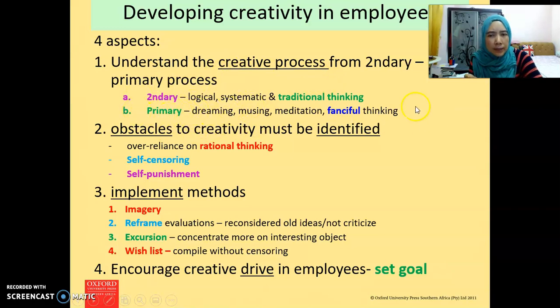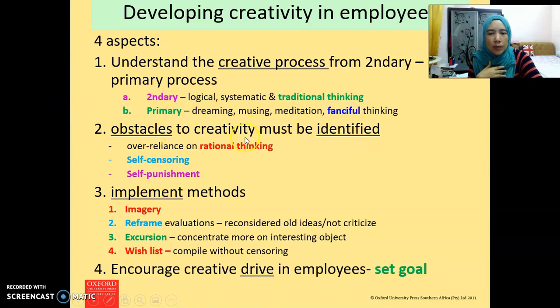These are the primary ways, that means dreaming, musing, meditation, fanciful thinking. The secondary way is logical, systematic, traditional thinking. So understanding the creative process, it starts with logical, systematic, traditional thinking and moves to primary: dreaming, musing, meditation, and so on.